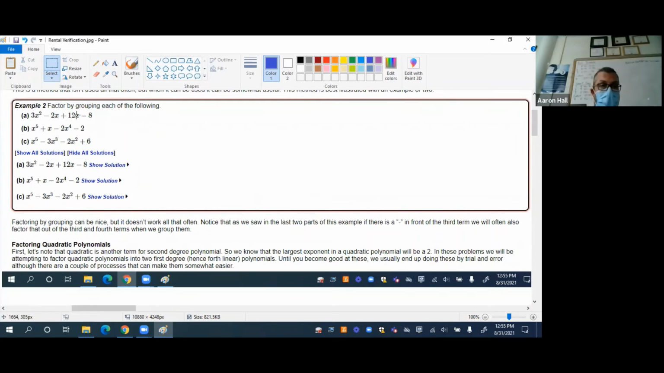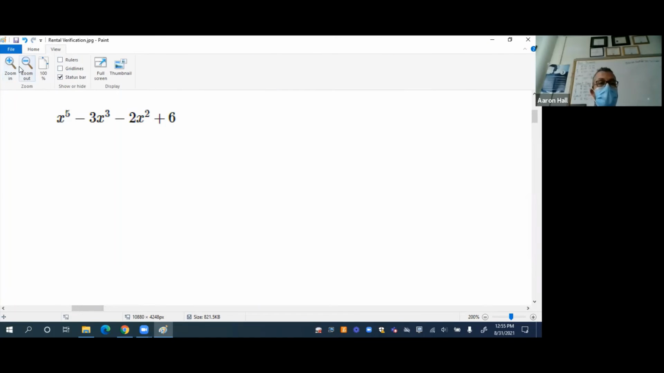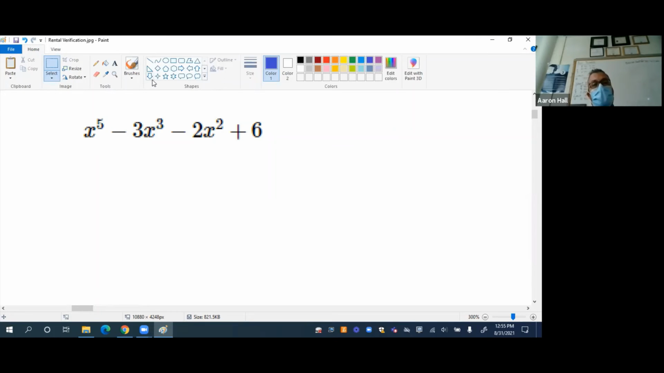So this is called factor by grouping. We're going to try this method. Now, if it doesn't work, it's a tool you can't use. You'll try something different. So what's the first step? See what we can factor out of the first two terms.